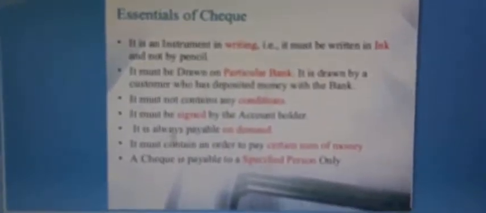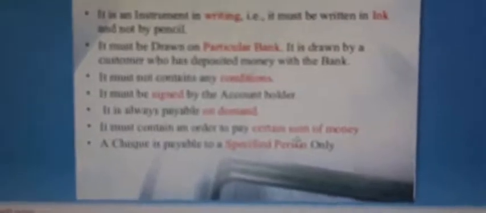Then the next one, it is payable on demand. The check is presented, then only the amount will be given to the particular person. Next one, it must contain a certain order to pay a certain sum of money. A certain sum of money is very, very important. In the check we can see the amount is mentioned. The amount is very, very important.